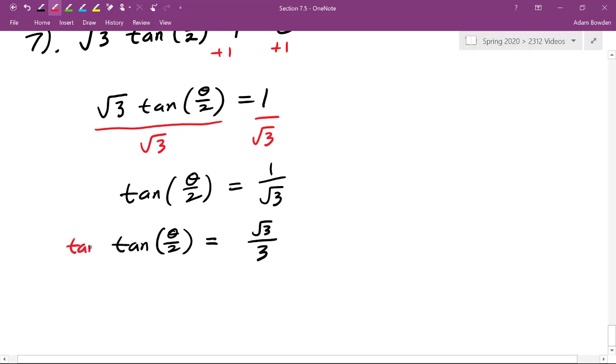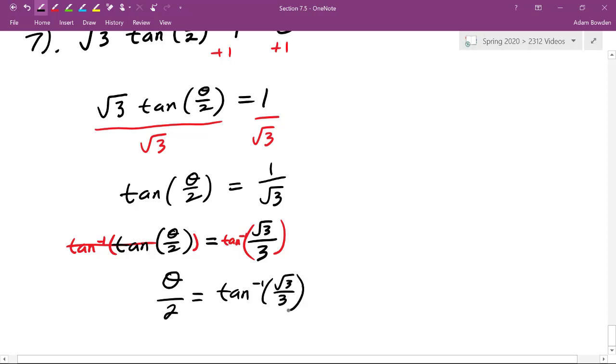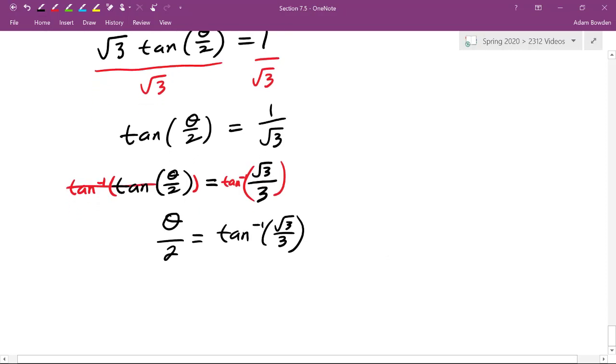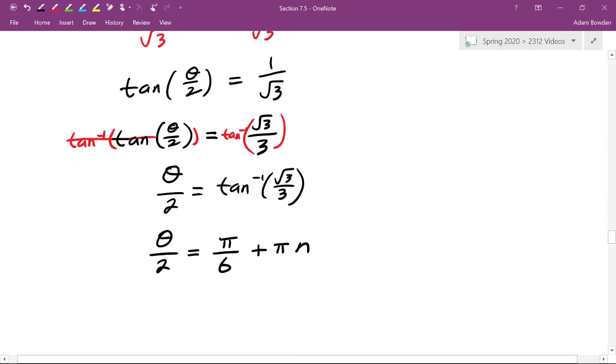So let's go ahead and take the tangent inverse here of both sides to solve for the theta over 2. So theta over 2 is tan inverse of square root 3 over 3. Now for tangent, there's only one location where that happens in one rotation, and that is at pi over 6. And so that would be, when we do all solutions, instead of 2 pi n, it would just be plus pi n, since this is tangent.